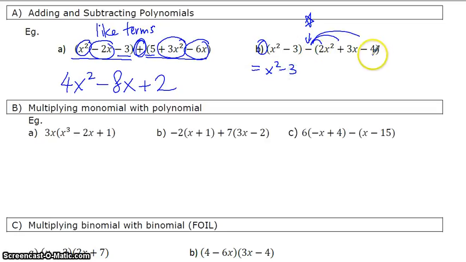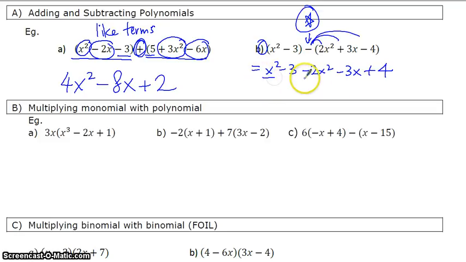When you remove the bracket for the second expression, the negative applies to every term. So negative applied to positive 2x squared becomes negative 2x squared. Negative applied to positive 3x becomes negative 3x. And negative applied to negative 4, double negative, becomes positive. Here we go. So star, star, star, don't make mistakes. Very common knowledge in math. Now you can combine like terms.